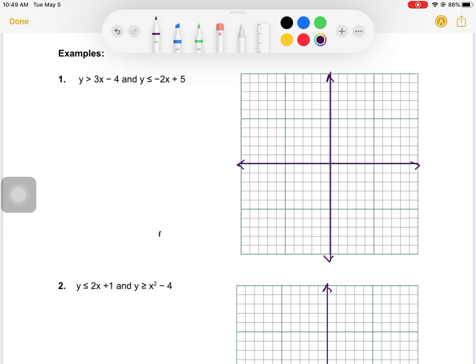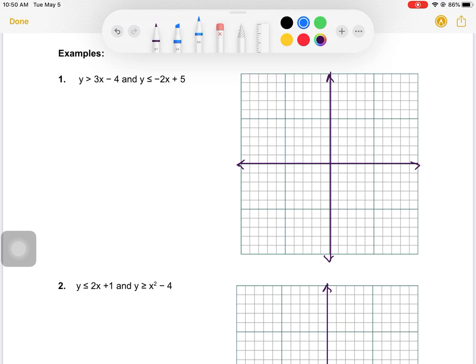So my first example is a system of linear inequalities, and my second one is a combination of linear and quadratic, which is one of the inequalities you actually had for homework. So we're going to start with the first one. I'm going to graph the two inequalities.